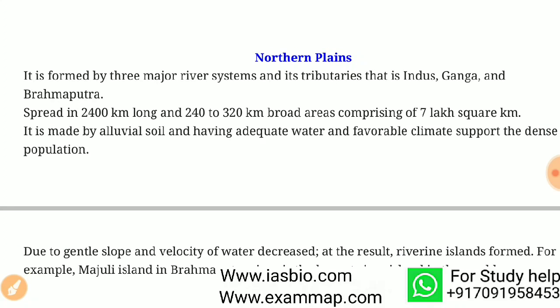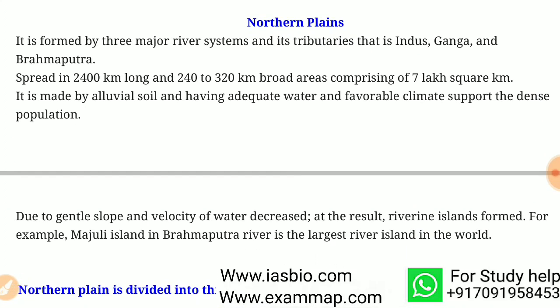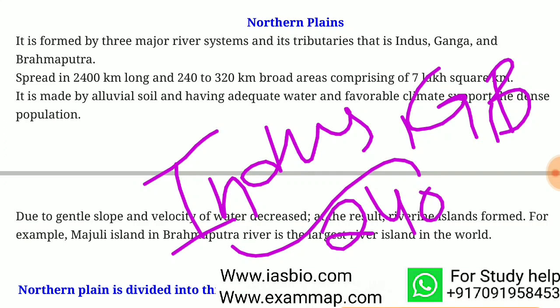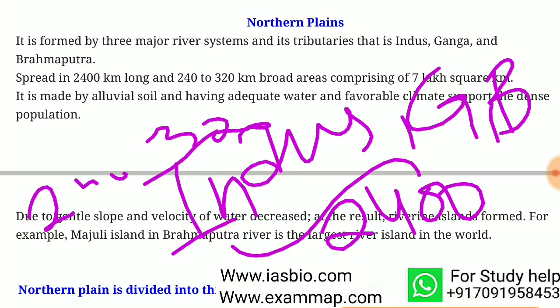Second one is Northern Plains. It is formed by three major rivers and their tributaries. The three major rivers are Indus, Ganga and Brahmaputra. It spreads 2400 km long and 240 to 320 km wide, comprising an area of 7 lakh square km. It is made up of alluvial soil, and having adequate water and favorable climatic conditions, it supports a dense population.